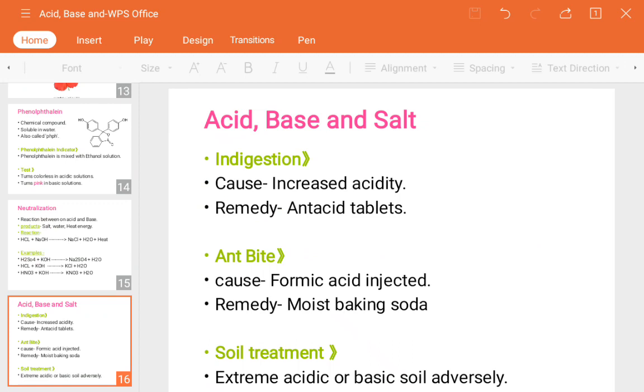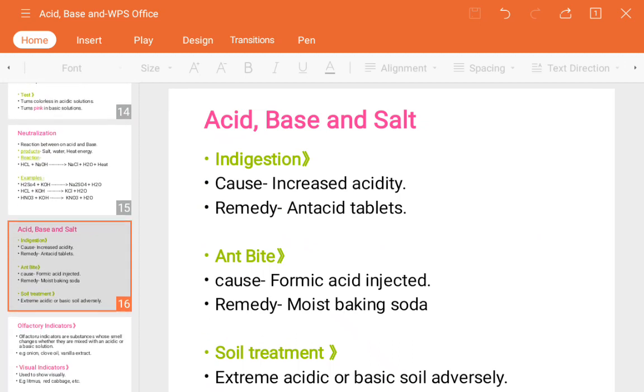Suppose organic matter is more, then the acidic condition will be more. If more fertilizers are added to the soil, then the basic condition of that soil will be more. That's why it should be neither more acidic nor basic. So these are the acids, bases and salts which we usually face in daily life. These are some solutions and causes.